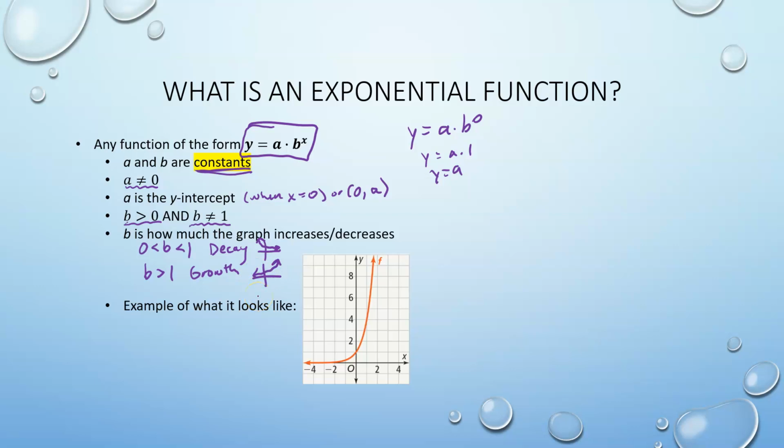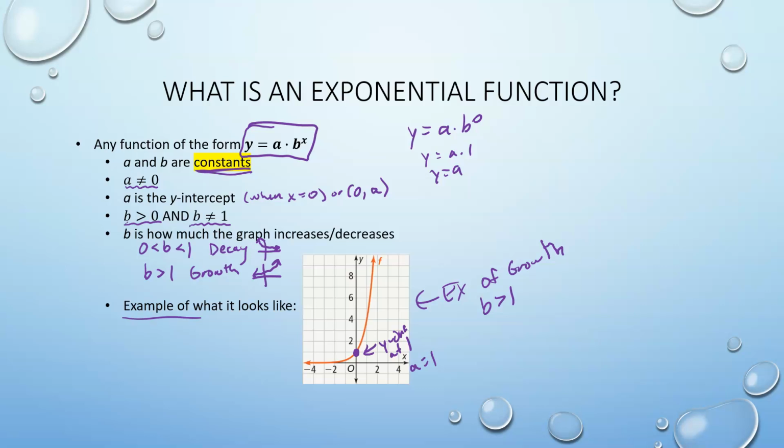And we haven't even looked at the graph. We see one right here. This is an example of what it looks like. So this one would be an example of growth, because it's increasing from left to right. So b would be greater than 1 for this example. Now, also in this example, the y-intercept is at 1. So based on just these couple of things, we can identify that based on that graph, it's got a y-intercept of 1, so a would be 1, and b has to be something bigger than 1. Okay, so that is the basic foundation of an exponential function.